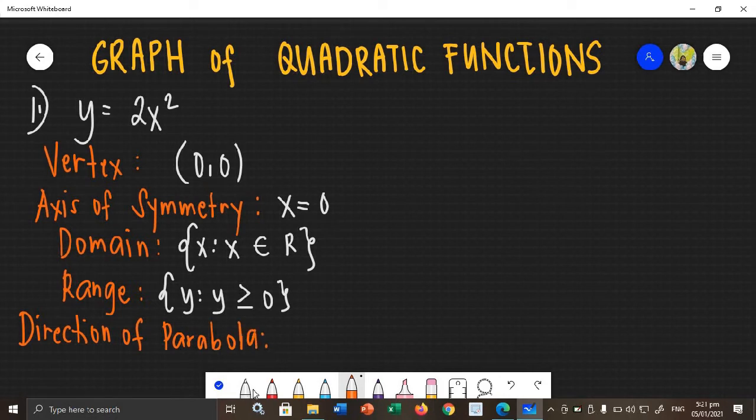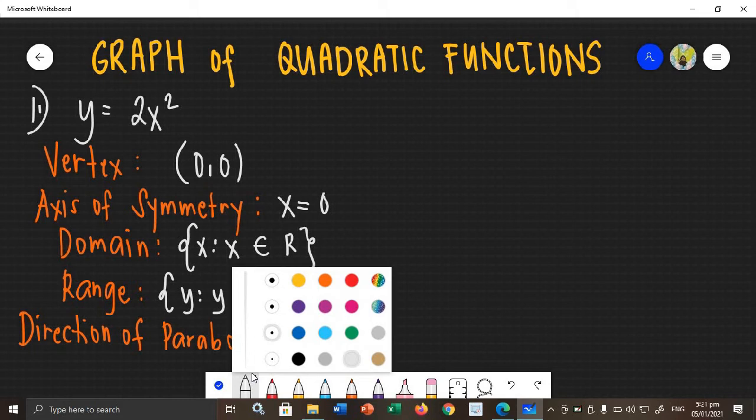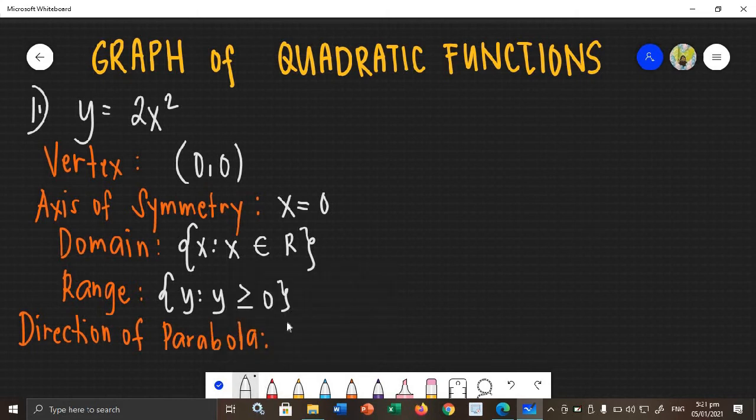And then lastly, you need to write the direction of the parabola. So, it's either upwards or downwards. The direction of the parabola is also based on the sign of the coefficient in the quadratic term. So, in this case, positive siya, therefore, the parabola will open upwards. So, yan, may mga value na.